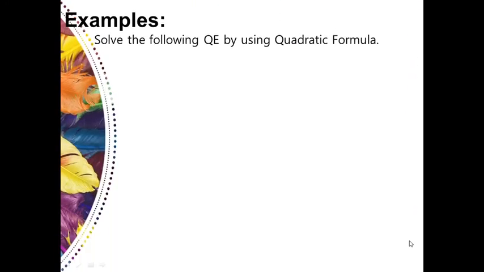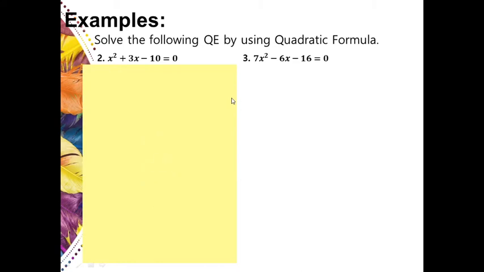Next, we have these two examples. X squared plus 3x minus 10 is equal to 0, and 7x squared minus 6x minus 16 is equal to 0. Okay, so first step, let us first have number 2. To identify the values of a, b, and c. So therefore, a is 1, b is 3, c is negative 10. Then, we substitute these values to the quadratic formula. Therefore, we have negative 3 plus and minus the square root of 3 squared minus 4 times 1 times negative 10 all over 2 times 1.